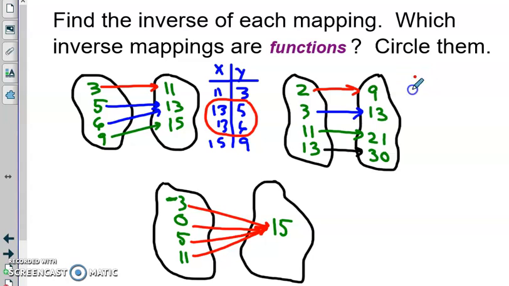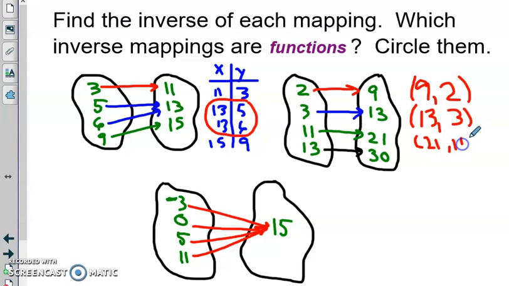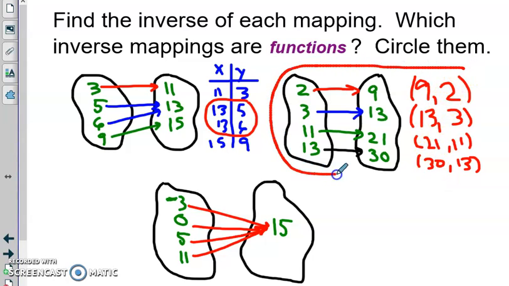So in this one, I'm going to write them as ordered pairs. If I'm going the other direction, that means if I stick in 9, I'm going to get an answer of 2, because sometimes when we do inverse functions, we're going to graph them. If I stick in 13, I'm expecting the answer to be 3. When I stick in 21, I'm expecting the answer to be 11. And when I stick in 30, I'm expecting the answer to be 13. In this inverse, all of the x values are different, unlike this one here, where I had two 13s. So each x value gives me exactly one y answer. So this is an example of a function.